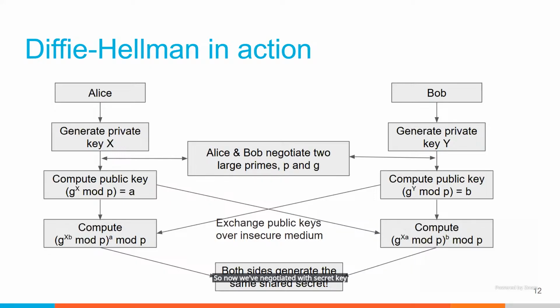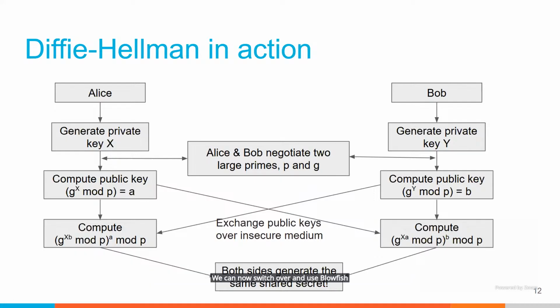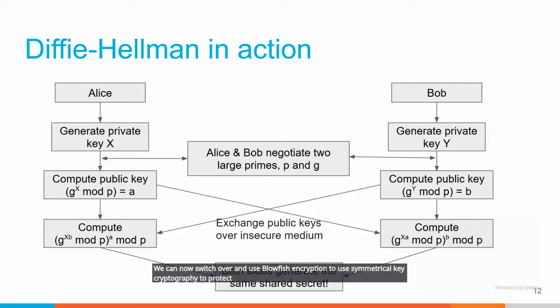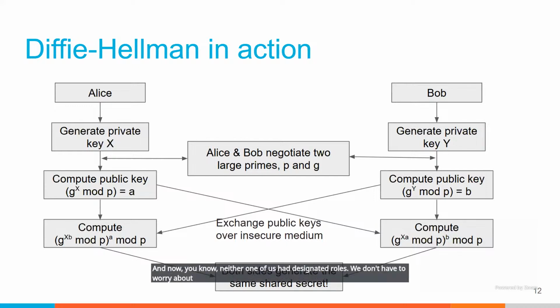Now, like I said, we can switch over, and which one did I call out? Blowfish. We can now switch over and use Blowfish encryption to use symmetrical key cryptography to protect our data as it goes back and forth. And now, neither one of us had designated roles. We don't have to worry about one side picking horrible, too-short secret key values or whatever the case may be. This is all part of a negotiation.